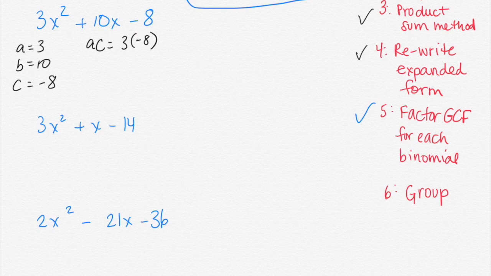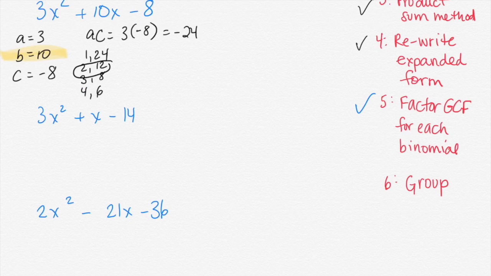I'm going to use the same process for my next problem. The product of the first and last coefficient is a -24. Now I'm looking for factors that will be able to be used for the product sum method. I found 2 and 12 that will work. If -2 and 12 are added, you can get a +10.